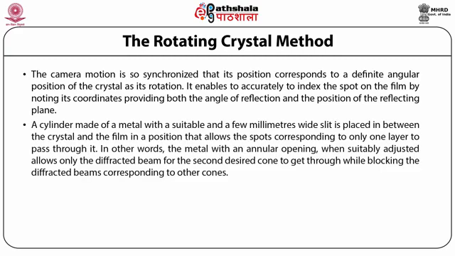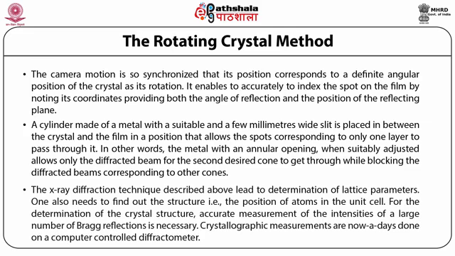A cylinder made of a metal with a suitable slit a few millimeters wide is placed in between the crystal and the film in a position that allows the spots corresponding to only one layer to pass through it. In other words, the metal with an annular opening, when suitably adjusted, allows only the diffracted beam for the desired cone to get through while blocking the diffracted beams corresponding to other cones.